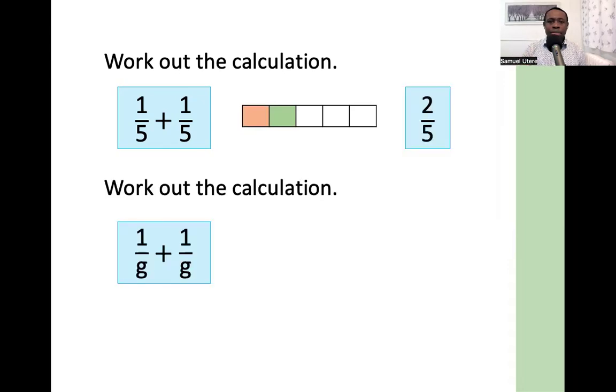That is 2/5. What about this one? We have the denominators to be g. So we simply just replace the numbers with letters. Remember, in maths, we use letters to represent what we don't know. So g could be the number of parts that we don't know. But it doesn't change anything. We stick to the principle that when we have equivalent denominators, we can simply just add the numerators. And that's it. Your answer is 2/g.